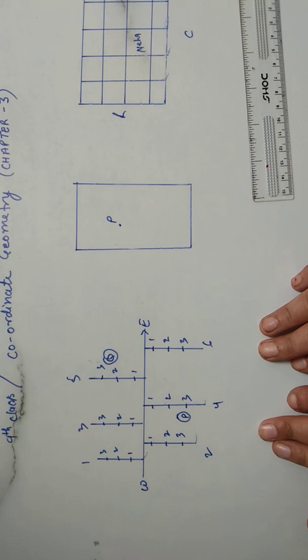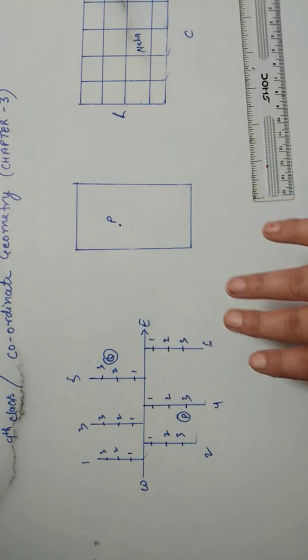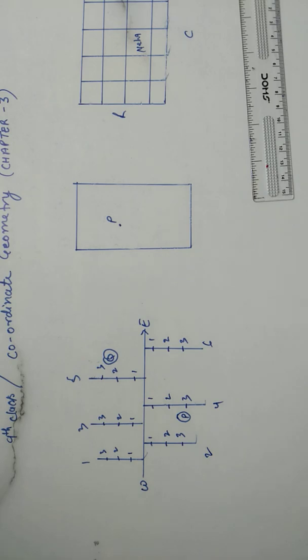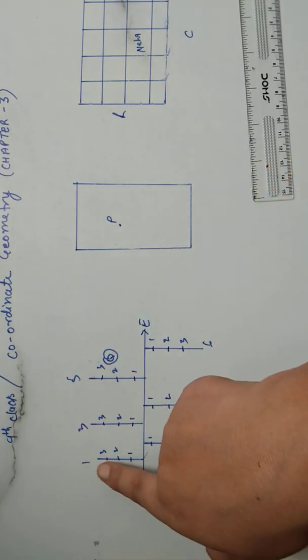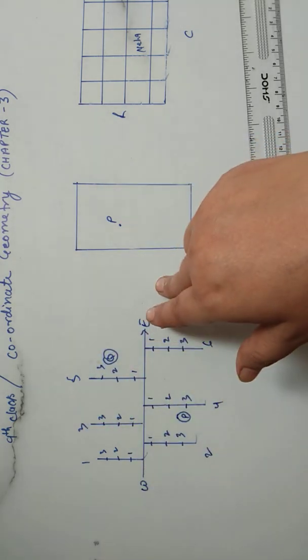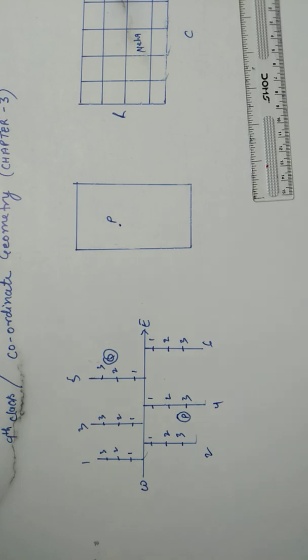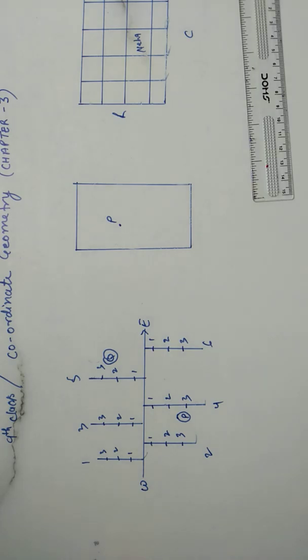In the first example, the diagram you are seeing is of a town in which a main street road runs from west to east, and many streets are there. You are seeing street numbers 1, 2, 3, 4, 5 and 6. This one is the main street, and the remaining ones are the streets. The numbers you are seeing, 1, 2, 3, are the houses on that particular street.